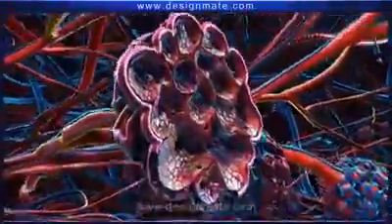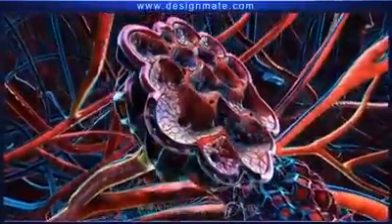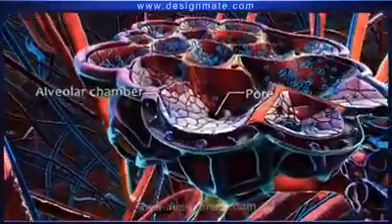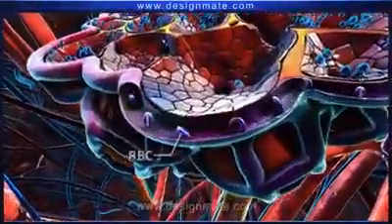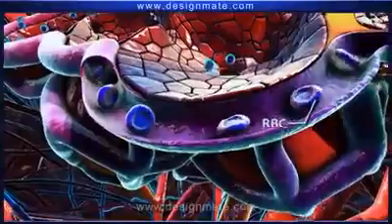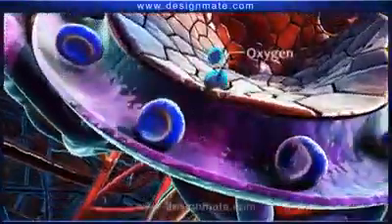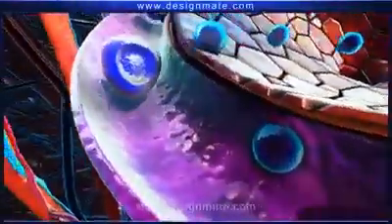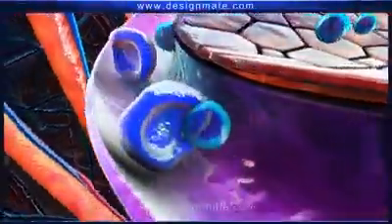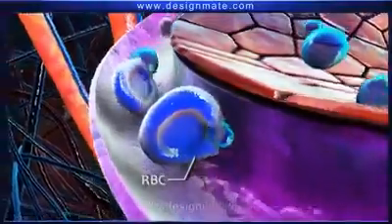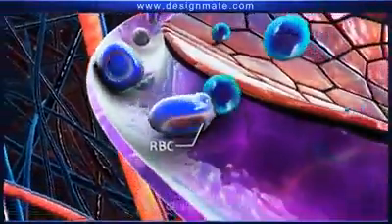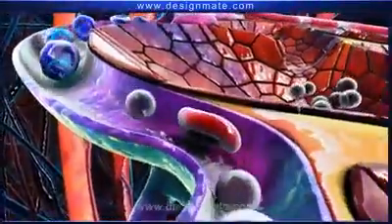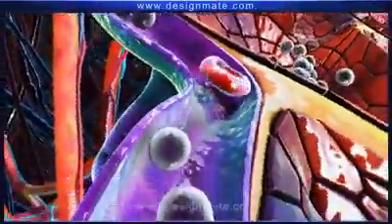A section of one alveolus shows the presence of numerous alveolar chambers with pores. Blood containing RBCs is seen flowing through the capillaries. The oxygen molecules from the alveolus diffuse into the capillary and then get absorbed by the bluish-purple RBCs. This causes oxygenation of the RBCs, and a transition in their color from bluish-purple to red is observed.